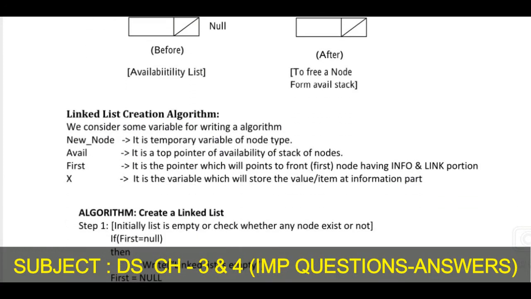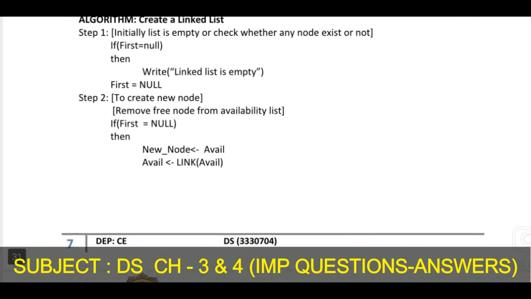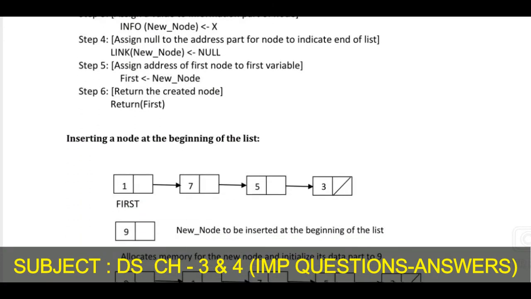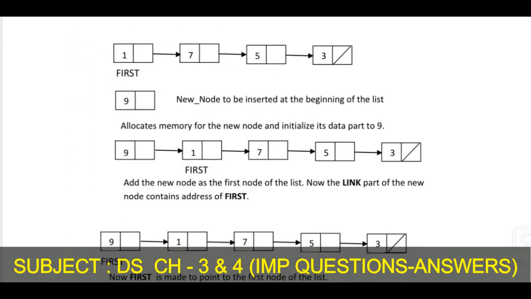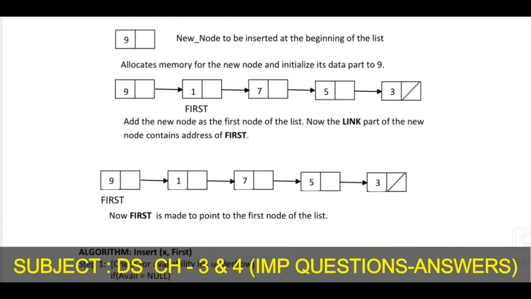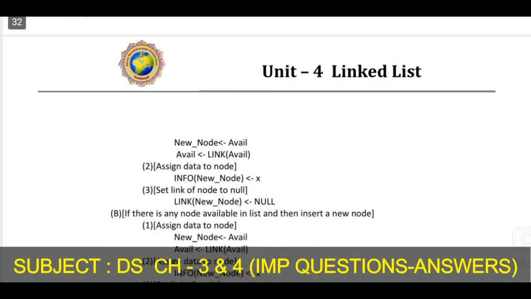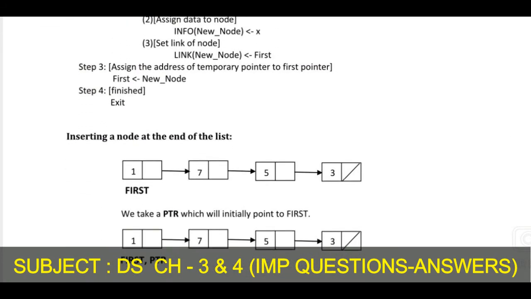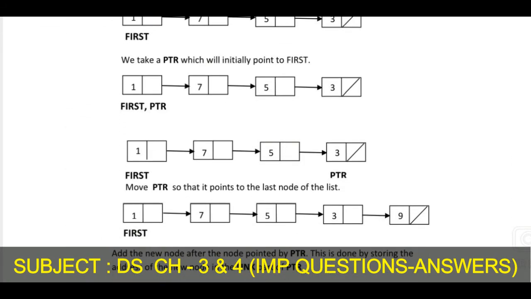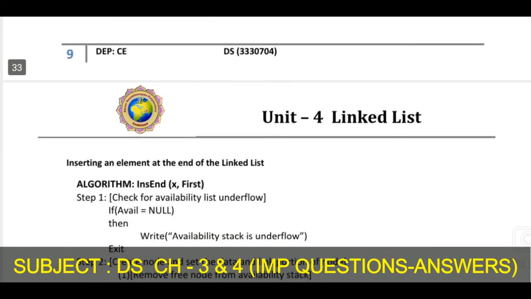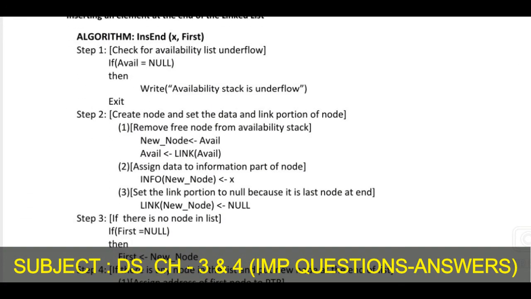So this one is the algorithm step: how to create a linked list with example. So how to insert a node at the starting point of the linked list, as well as we can also say how to insert a node at the beginning portion of the linked list. So here one is the algorithm step. Then end of list: how to insert a node at the end of the list. Here one is the algorithm step about inserting an element at the end of the linked list.